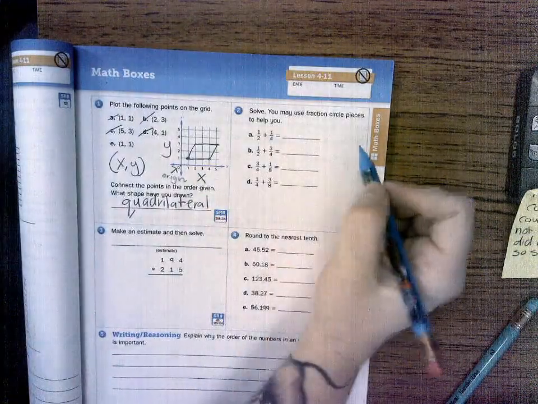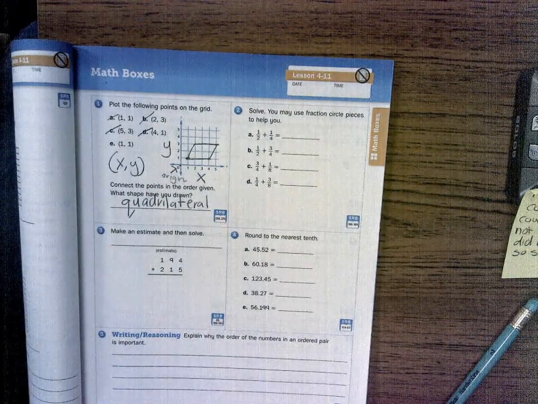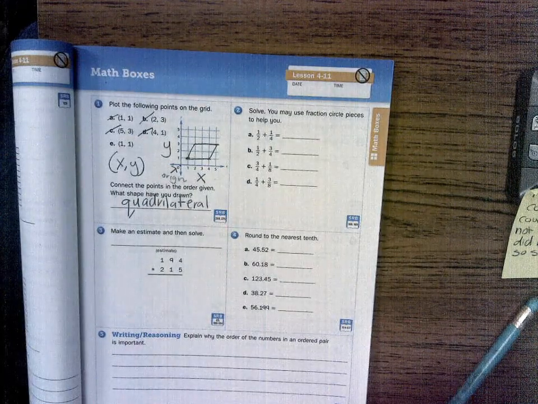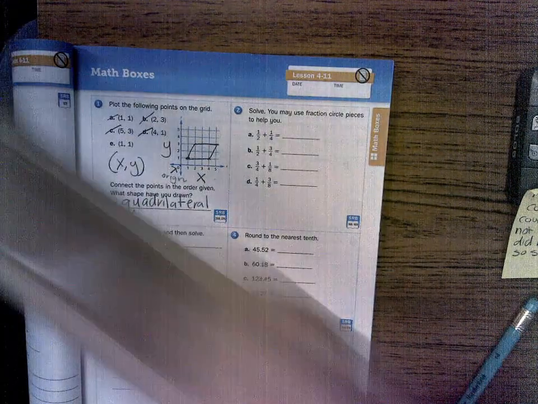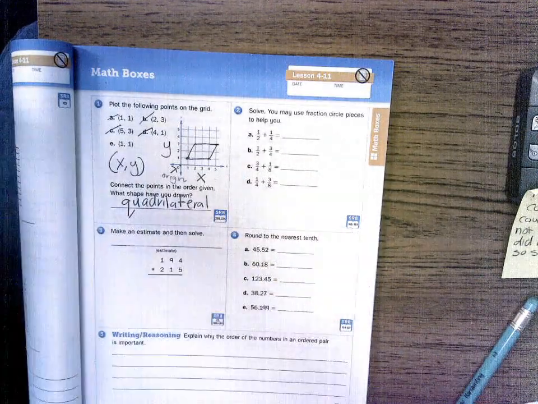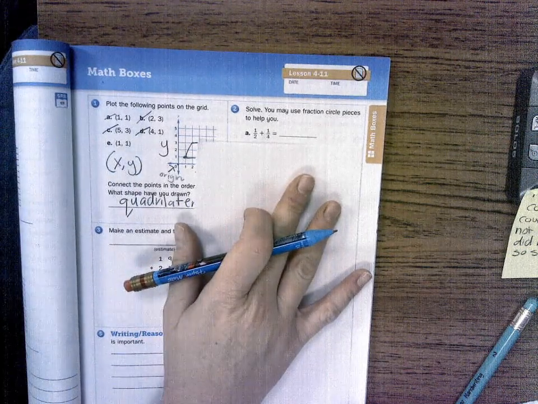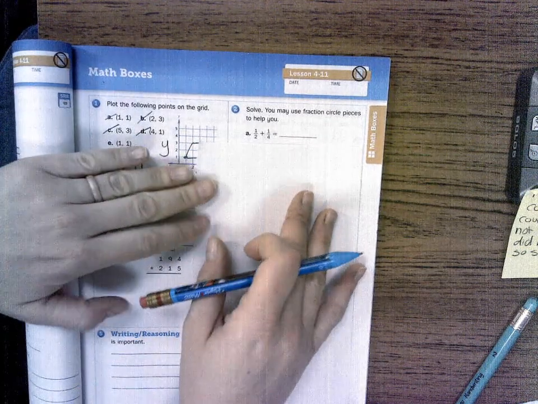Solve. You can use fraction pieces to help you. We are finding the common denominator. Remember, what you do to the denominator, you do to the numerator. So here we're going to list the multiples of the denominators if they're uncommon, and then we'll multiply by a number to get a common denominator.